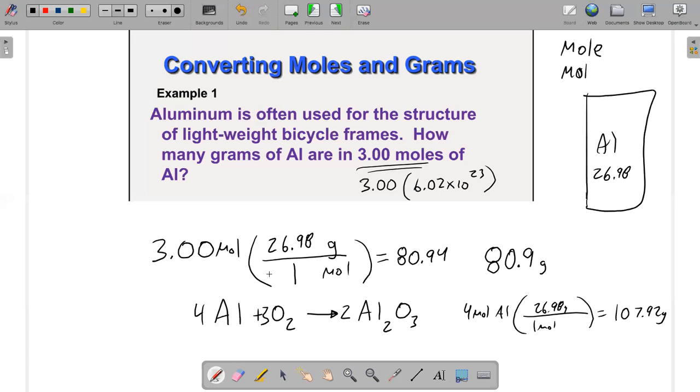So this one is converting from moles to mass. To go from moles to mass, you just take the number of moles first, you put 1 mole in the denominator of the conversion factor, and the numerator is the mass from the periodic table.